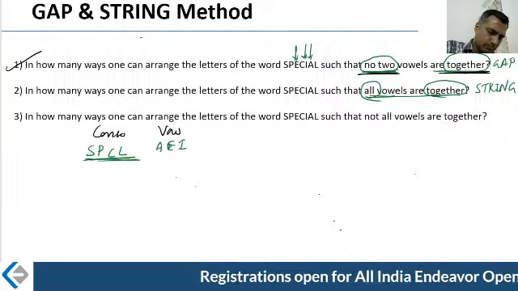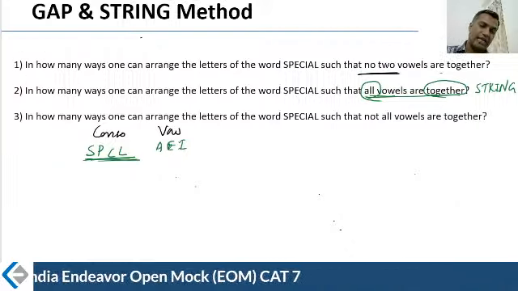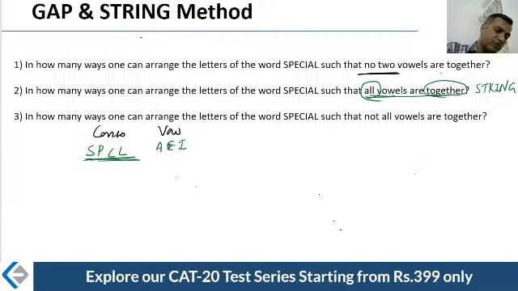Second one, right? The first one is a gap method. The second one is a string method. In how many ways can one arrange the letters of the word SPECIAL such that all vowels are together? This time the vowels need to be together. Now listen to me carefully. All vowels need to be together.